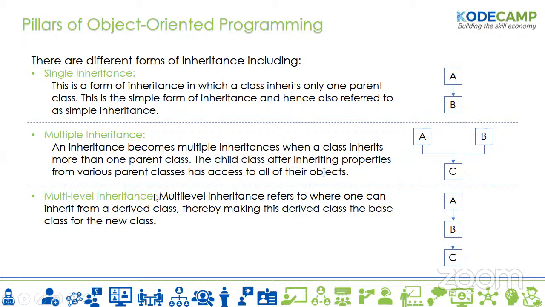Now, the next we have is the multi-level inheritance. Multi-level inheritance refers to where one can inherit from a derived class, thereby making the derived class the base for the new class. So here we have class A. Class B inherits all the init properties of class A. And class C is inheriting all the init properties of class B.